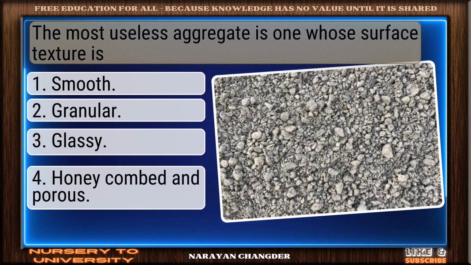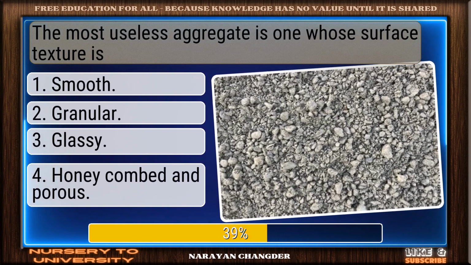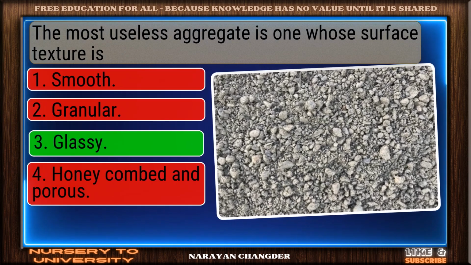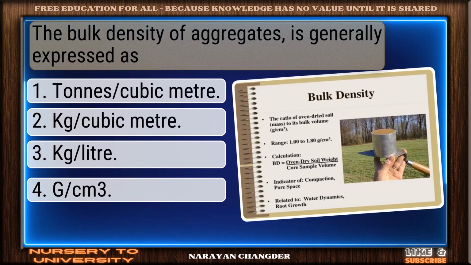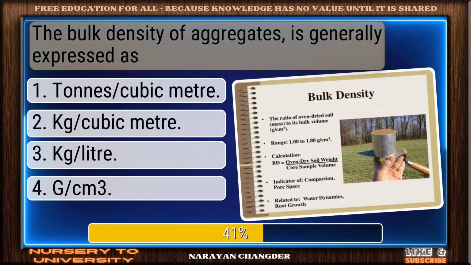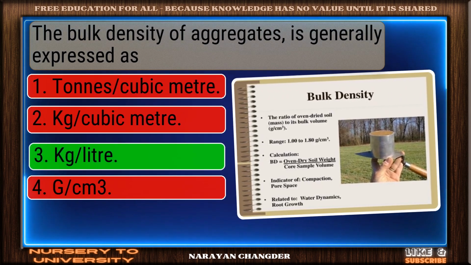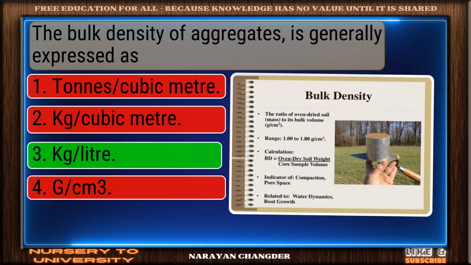The most useless aggregate is one whose surface texture is. You got it. Your choice glassy is right. The bulk density of aggregates is generally expressed as. Nice work. You chose kg/liter, and it is correct.